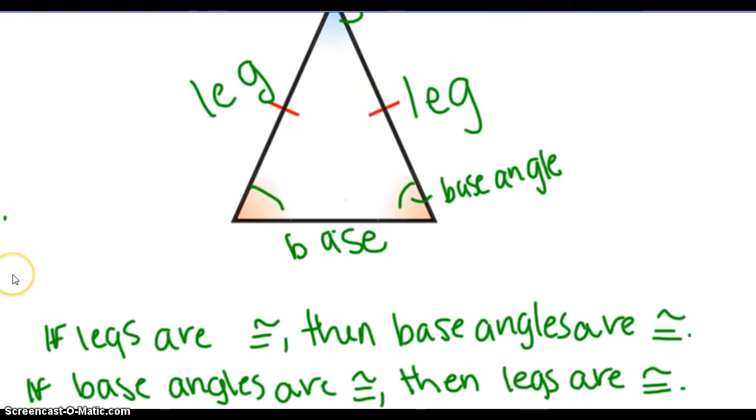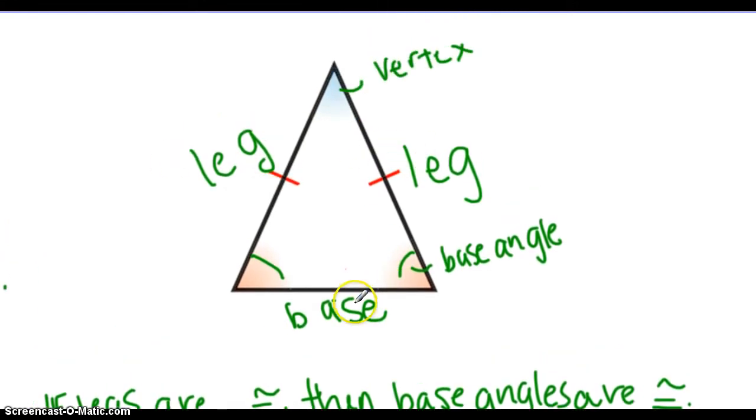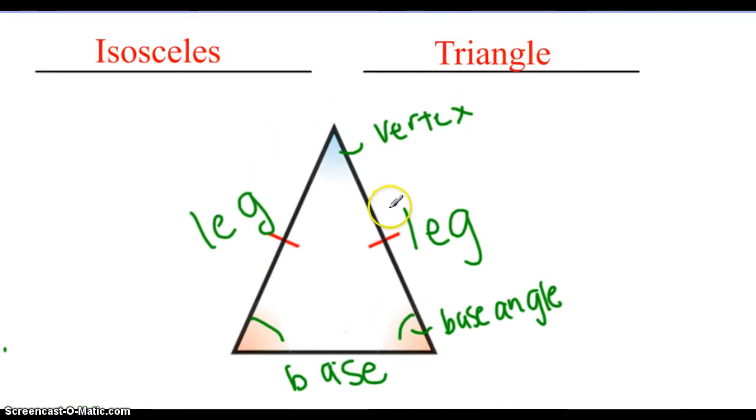So you will need to know that these are the legs. The part that is not congruent is called the base. The angles that lie along that are called the base angles. And the angle at the top is called the vertex angle.